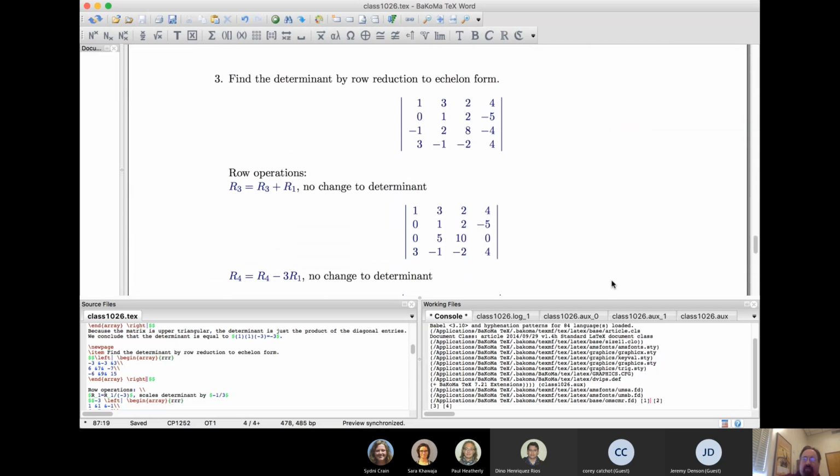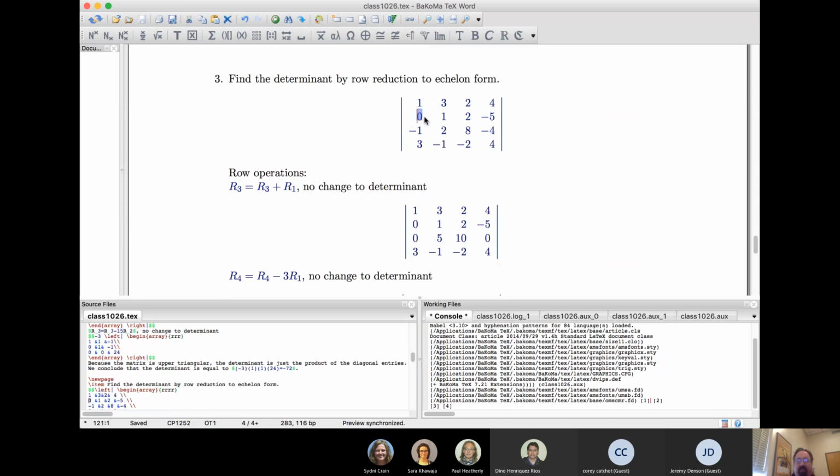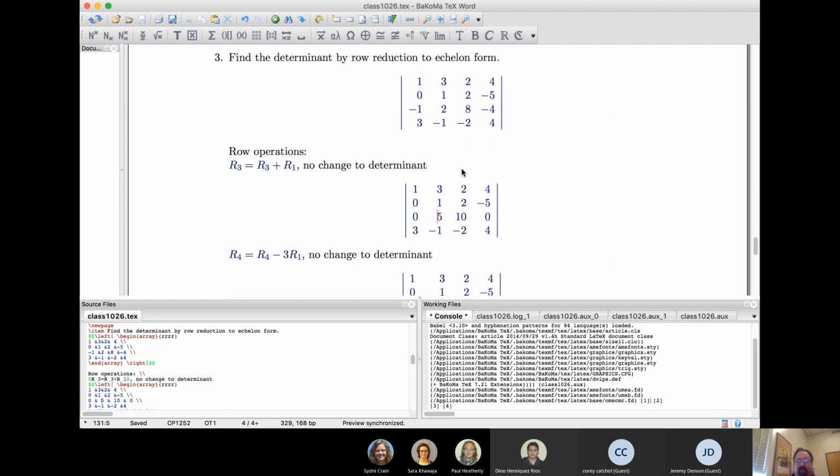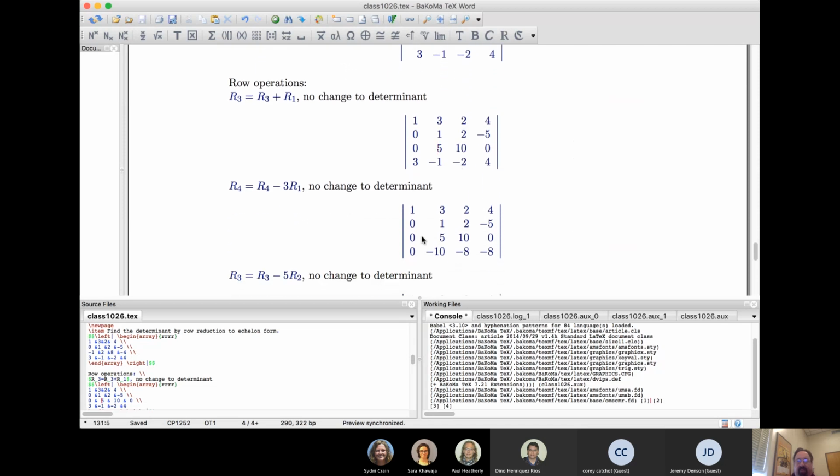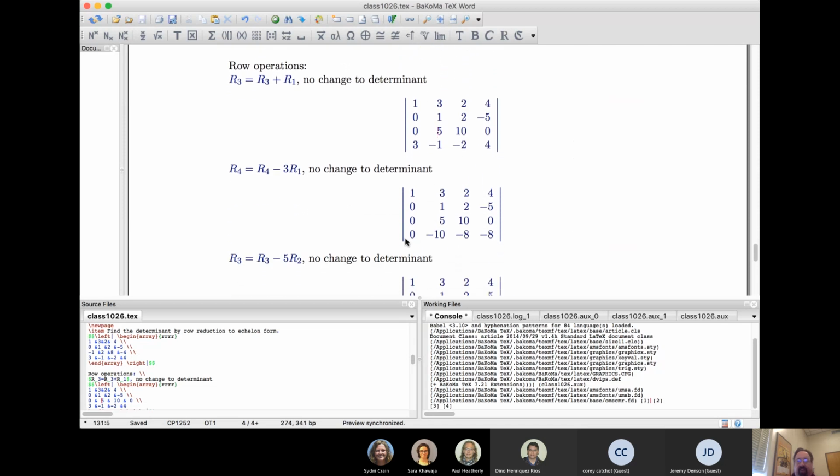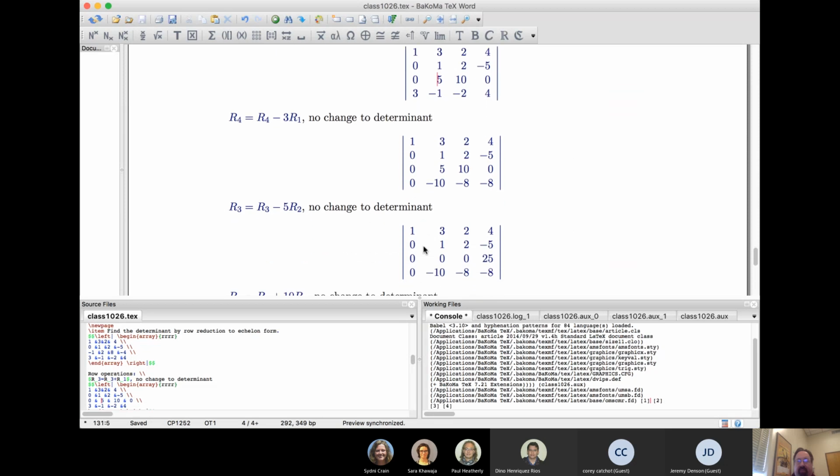There's another one that appears to be a little nastier since it's 4 by 4. So I go through the same kind of elimination process. At least I can skip this entry and then add the first and third rows together to eliminate this element, and then take 3 times this row and subtract it from the last row, and that will take care of the first column. And then I just keep eliminating.